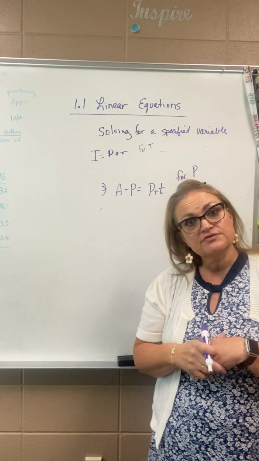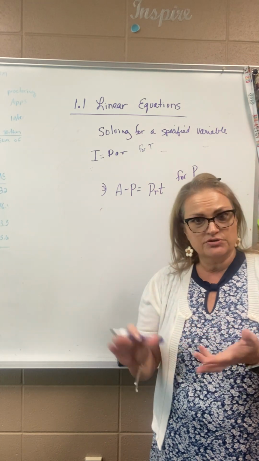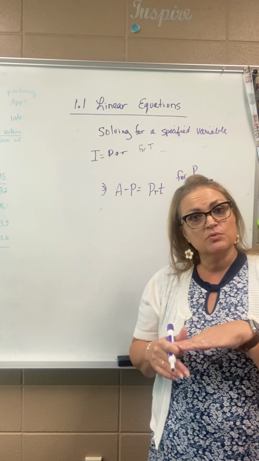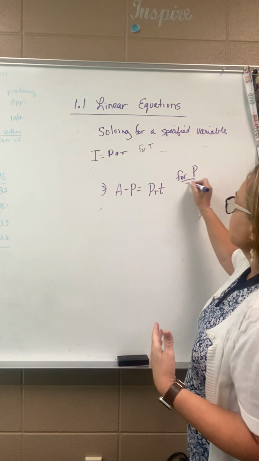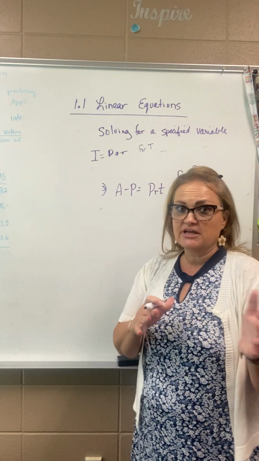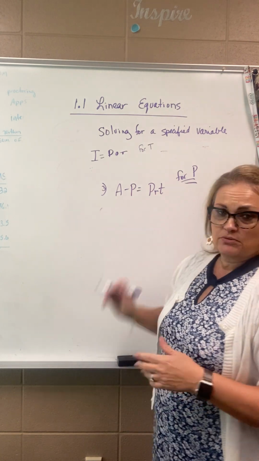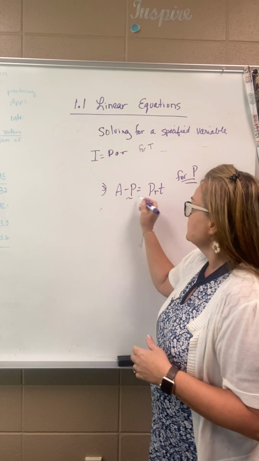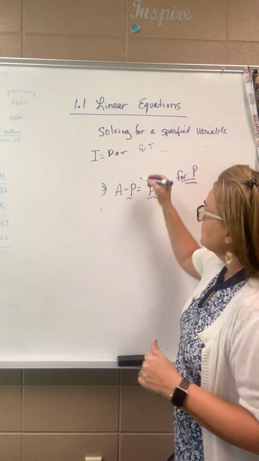Clear your fractions first. Then step 2, distribute if you need to distribute. Then step 3, gather your variable you're solving for onto one side. So whatever letter you're trying to solve for, in this case is P, get your P terms on one side, and everything else throw it to the other side. So we'll notice we have 3 terms. 2 of those terms have P in them. This minus P and this PRT. Those need to be on the same side. So I'll move this over.